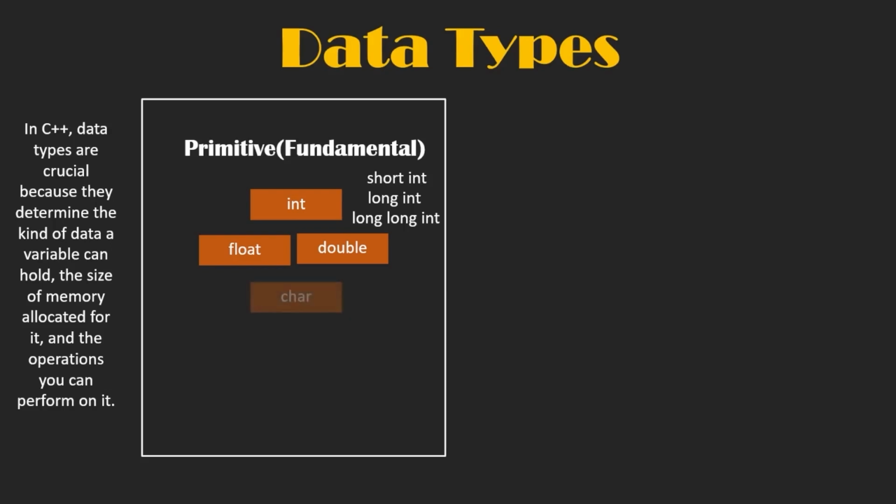Characters are handled by the char type, which is used to store single characters and usually takes up 1 byte. For text and strings, you typically use arrays of char or the std::string class from the standard library. Booleans in C++ are represented by the bool type, which can hold either true or false. This is very useful for controlling logic flow with conditions and loops.